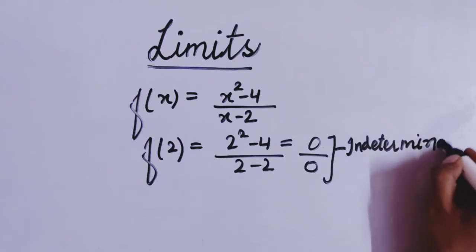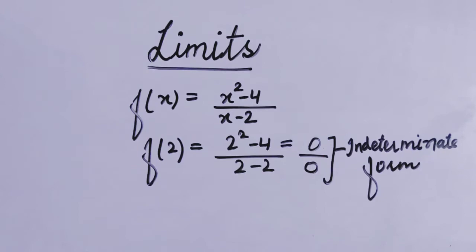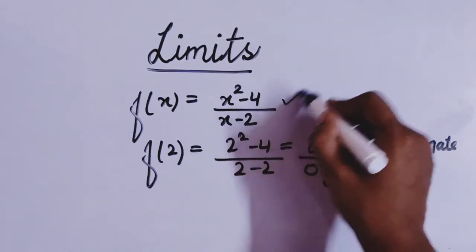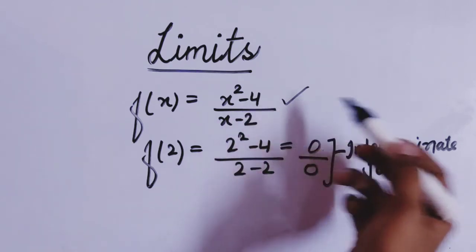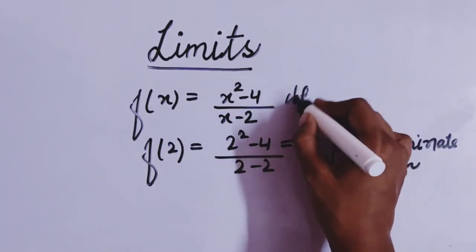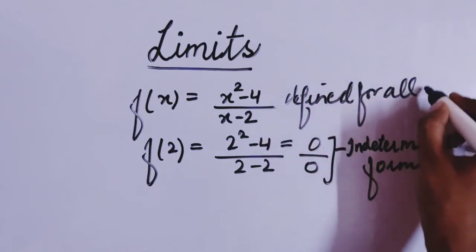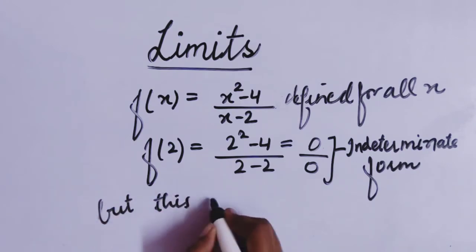Indeterminate form. It means a form which cannot be determined. We cannot determine this form. So can we say that this function is defined for all the x? Its value is defined for all x, but this function is not defined.